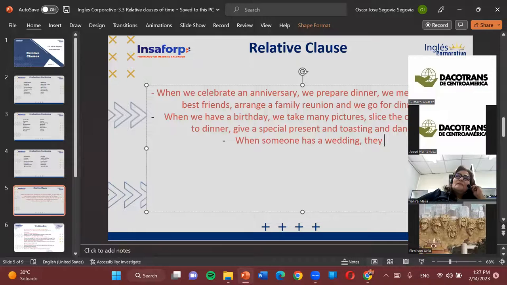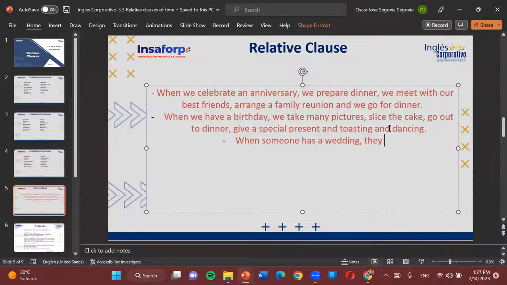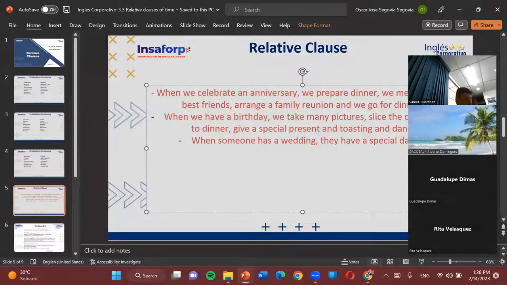Maybe we can hear... Special dance. Uh-huh. They have a special dance. They have a special dance. What else is very common on weddings? What is something that people do a lot when they get married? Toasting. Yeah, that's right. There is also toasting.